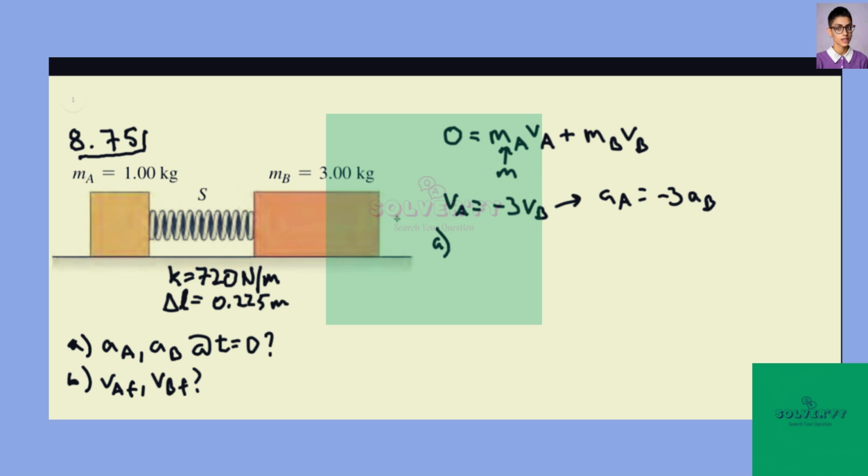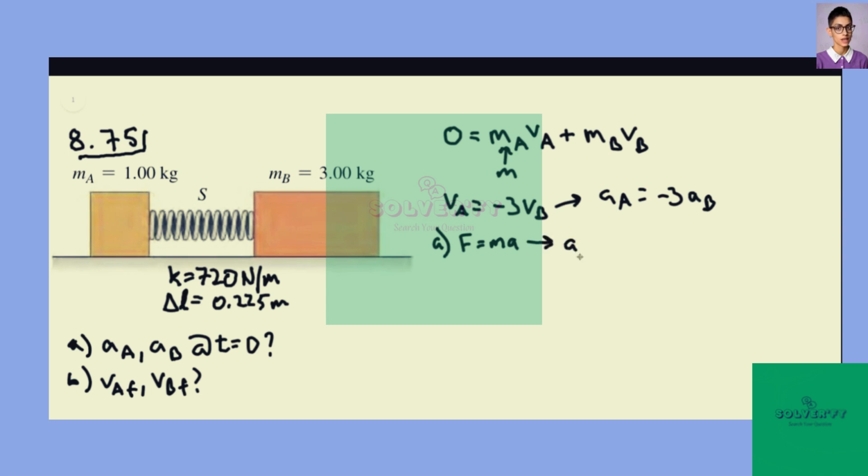So right when the blocks are released, there's going to be a force of K delta L applied to each of them, and each of them is getting the full force because if this one weren't feeling a force equal and opposite to the one this is feeling, then the spring would be accelerating in one direction or another at the beginning of the problem, and we know that's not happening. So F equals ma.